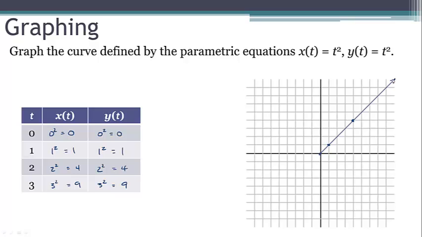Since both the x and y components are being squared, we still get the same values, but we're going to get them in the reverse order. Negative 1 is going to give us 1 and 1, negative 2, and negative 3. So if we think about a particle moving along the graph, it starts outside, comes in to the origin, and then turns around and goes back out along the same linear path.